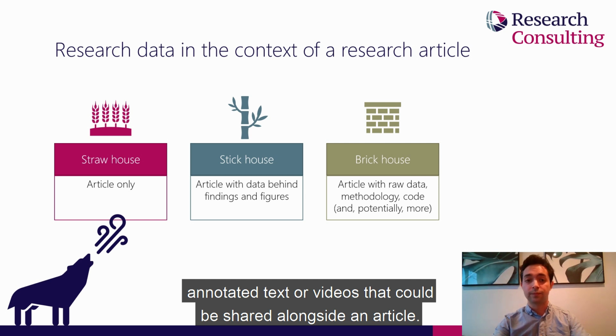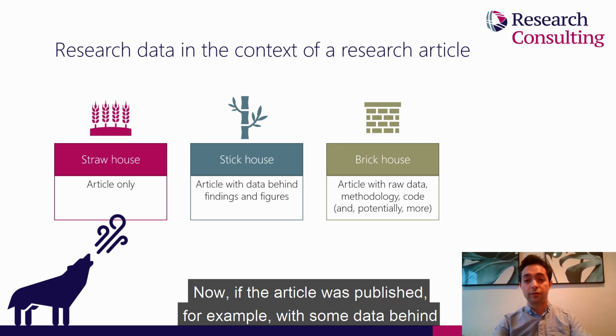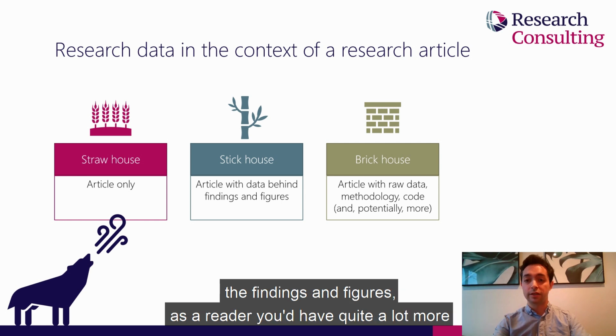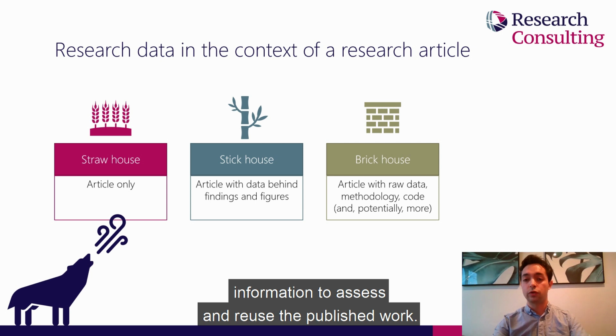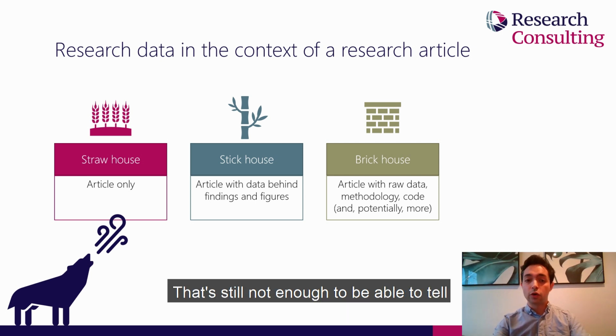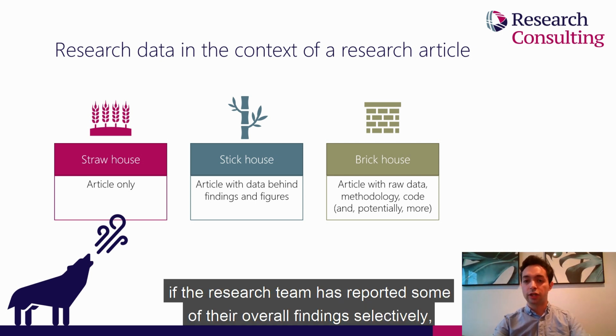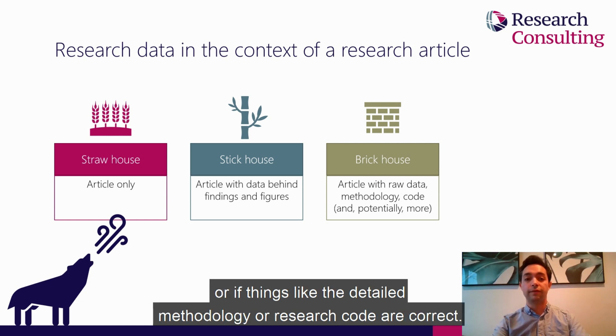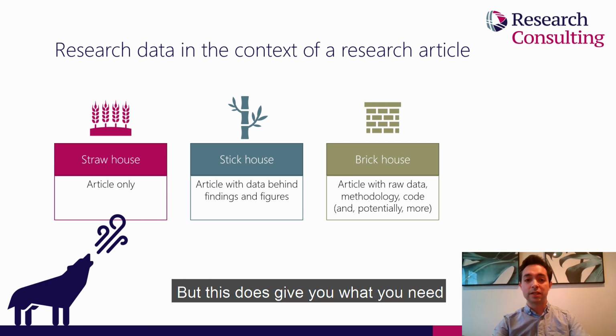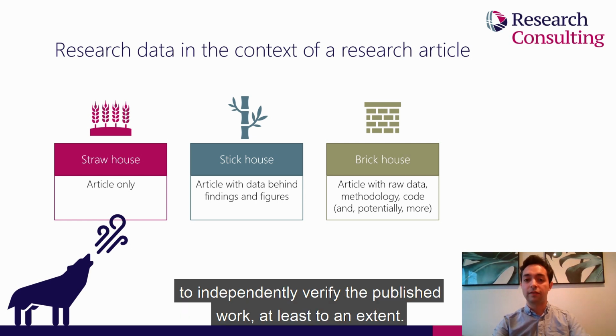Now, if the article was published, for example, with some data behind the findings and figures, as a reader you'd have quite a lot more information to assess and reuse the published work. That's still not enough to be able to tell if the research team has reported some of their overall findings selectively, or if things like their detailed methodology or research code are correct. But this does give you what you need to independently verify the published work, at least to an extent.